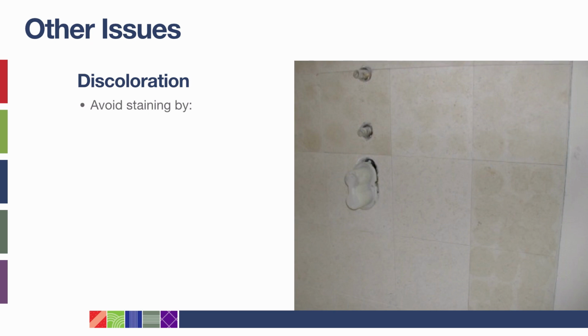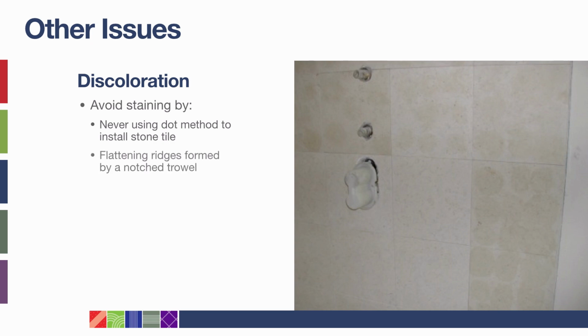while achieving proper adhesion. For this and other reasons, it bears repeating that the dot method should never be used to apply adhesives in stone installations. You cannot achieve proper coverage or avoid staining if you use the dot method. If you are using a notched trowel to apply mortar, you must be sure to flatten the ridges it forms to achieve proper coverage. Employing the back buttering installation method will also ensure proper coverage.